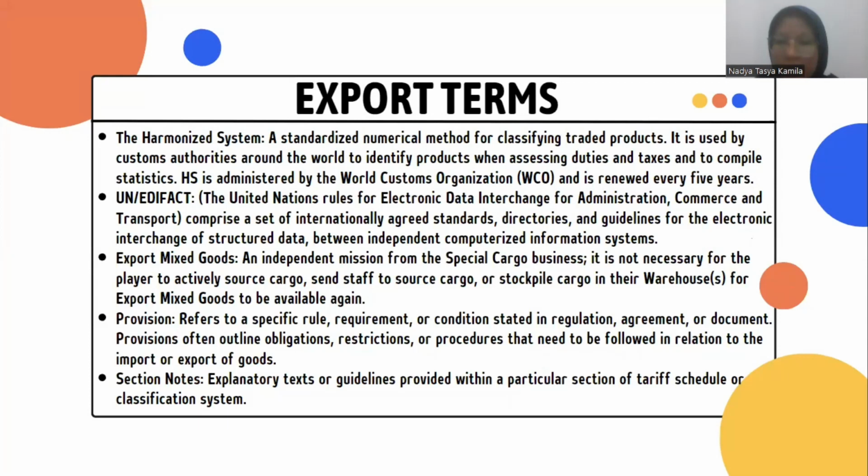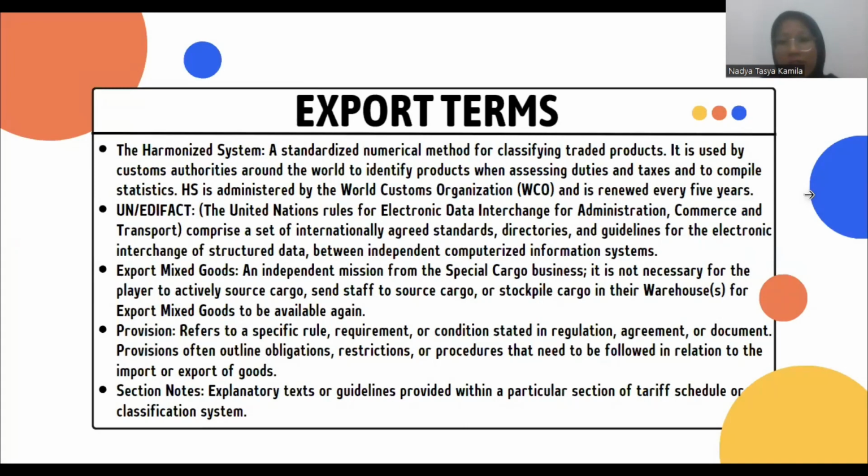The harmonized system, a standardized numerical method for classifying traded products. It is used by customs authorities around the world to identify products when assessing duties and taxes and to compile statistics. Harmonized system is administered by the World Customs Organization or WCO and is renewed every 5 years.